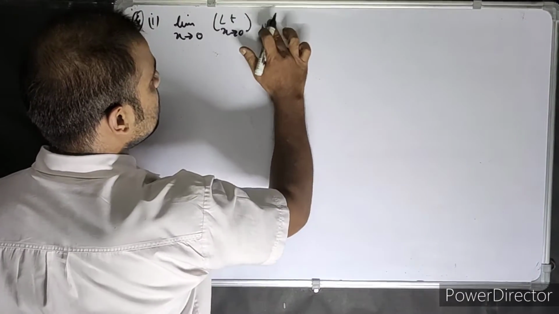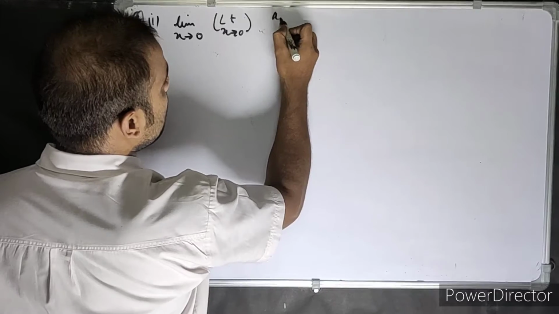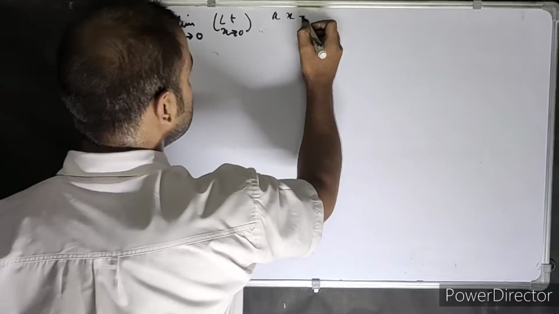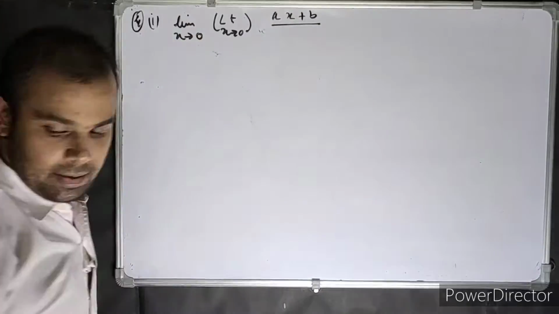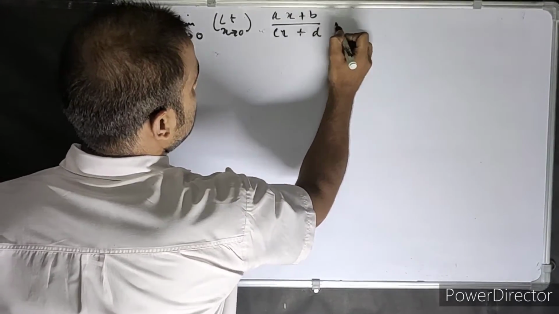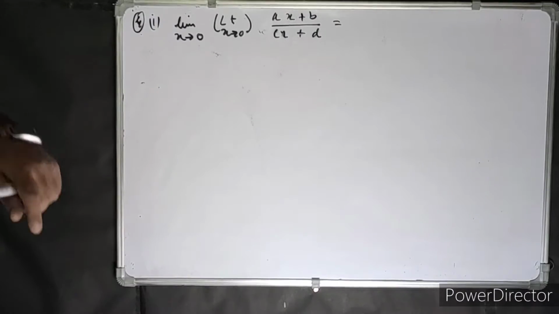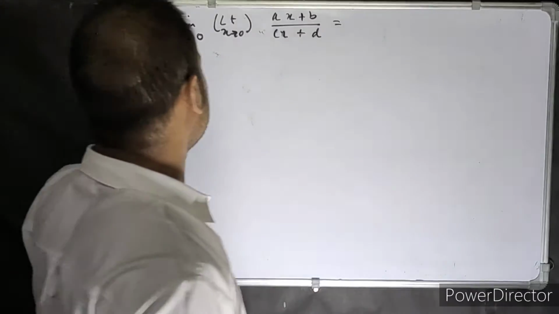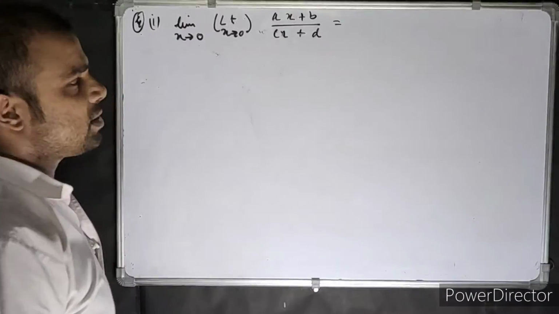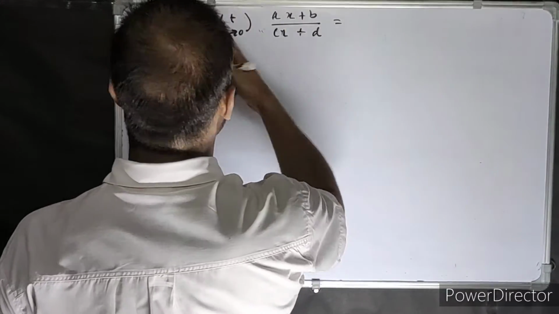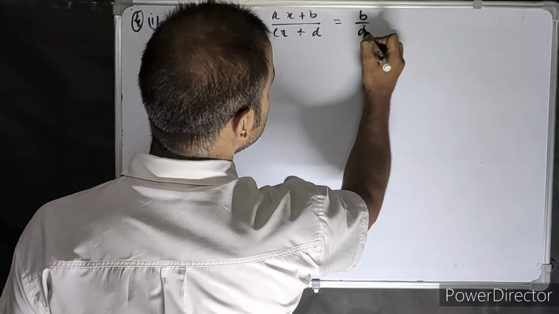It's going to be (ax plus b) divided by (cx plus d). Those of you who don't want to write the whole thing, lim, L-I-M, you can just write LT. It's the same thing. Doesn't matter. Put a value, put 0. Answer is b by d.